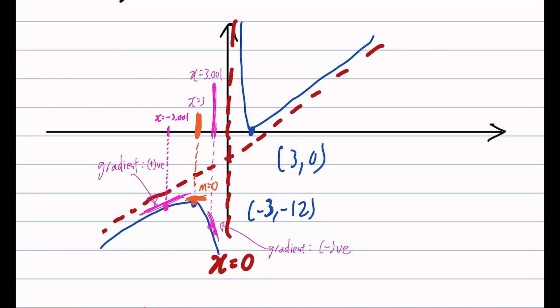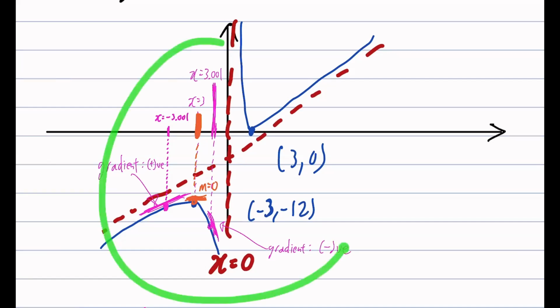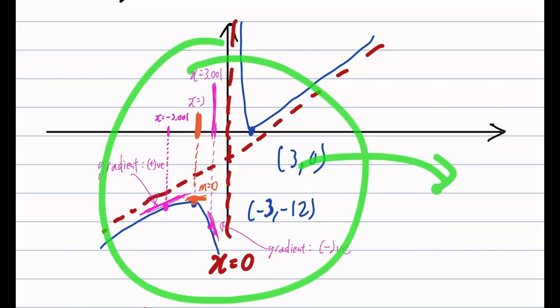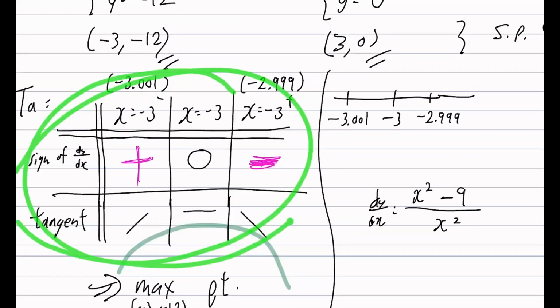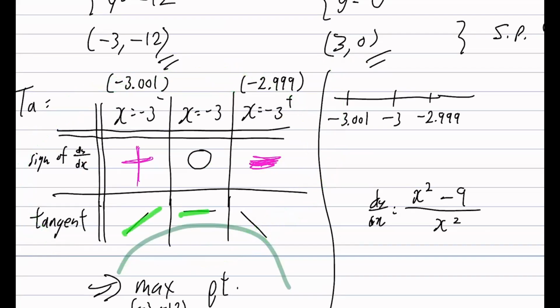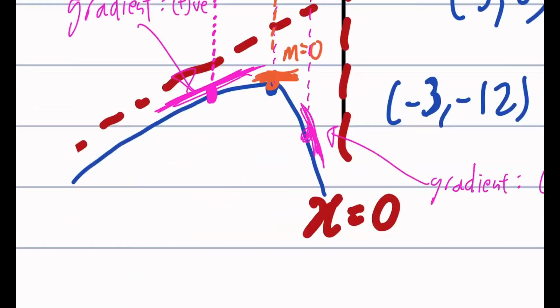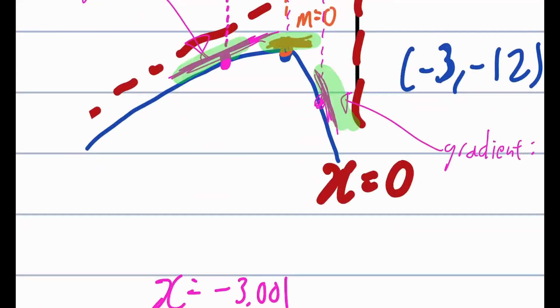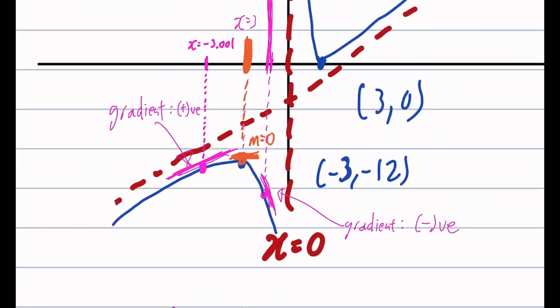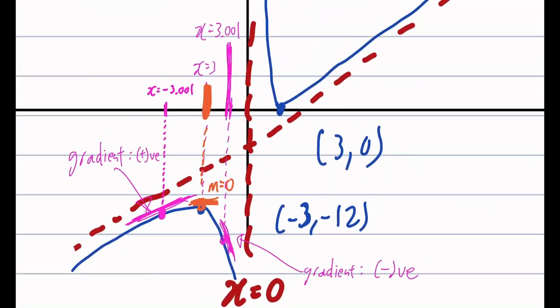So first derivative test is just converting this picture into a table format, which we have already done over here. Plus, 0, negative. Positive gradient, 0 gradient, negative gradient, which is just here, here, and here. Can you see? So your question is, how much is too much?